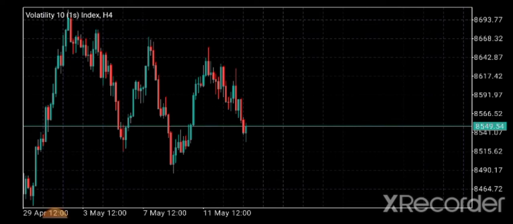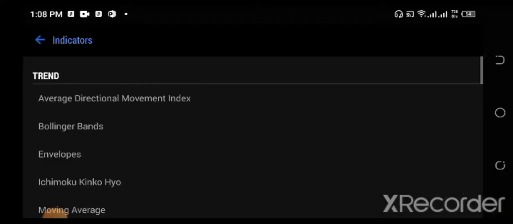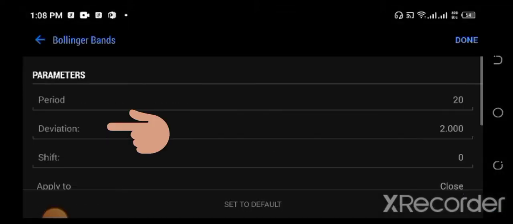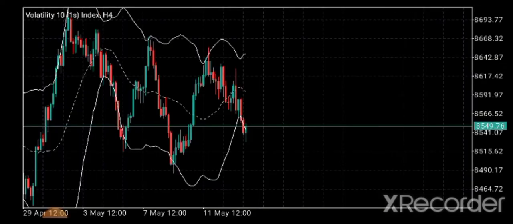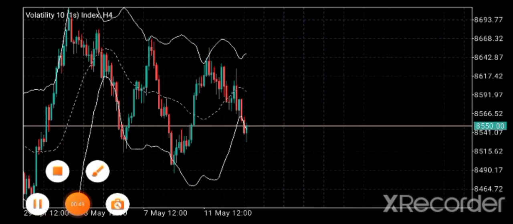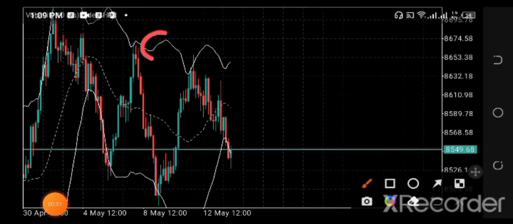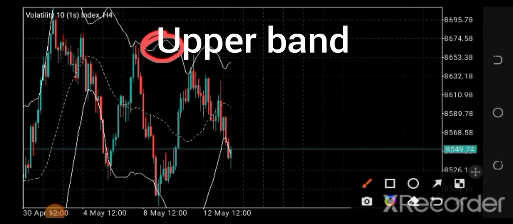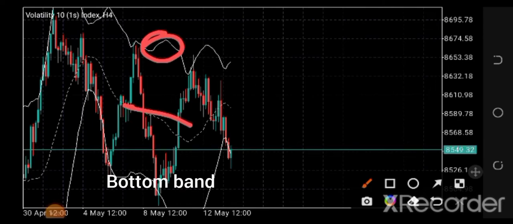So let's look at what we are talking about. You go here, you put 20, should have the period of 20, then the standard deviation should be 2, then you apply. So this is how it looks like. So it has got the upper Bollinger Band, the middle moving average, and the down Bollinger Band.